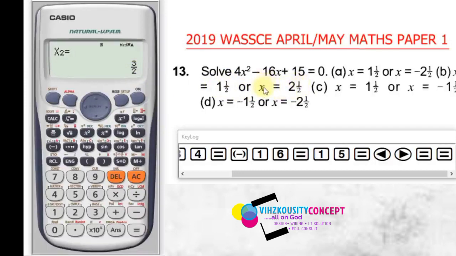If you try to solve this question with the factorization method, you will see that you're not going to be able to solve it unless you use the formula method. And for most students, I know that's a tedious task. So using the calculator is going to simplify your work, and the correct option here is option B.